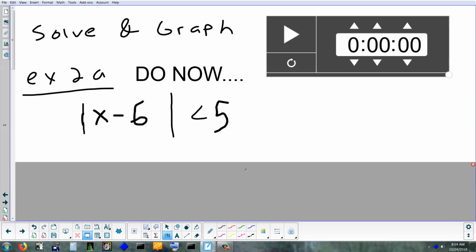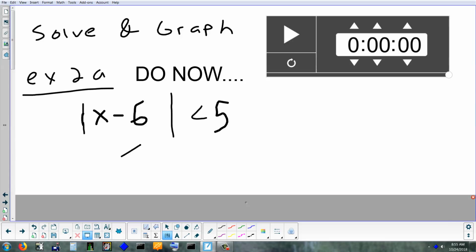What's the first thing you got to check for? Even if you don't have to do it here, make sure there's no numbers on the outside of the bars. I don't see any numbers, which means we are ready to split it.